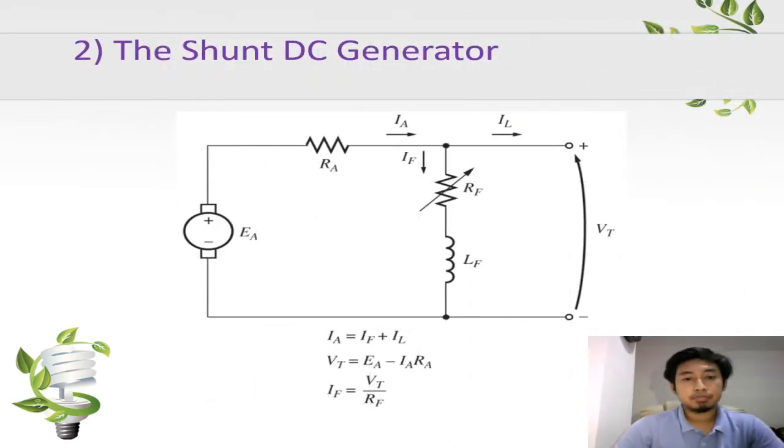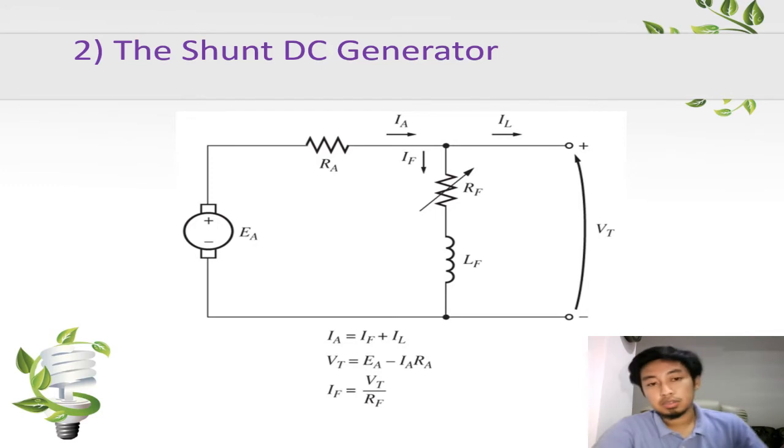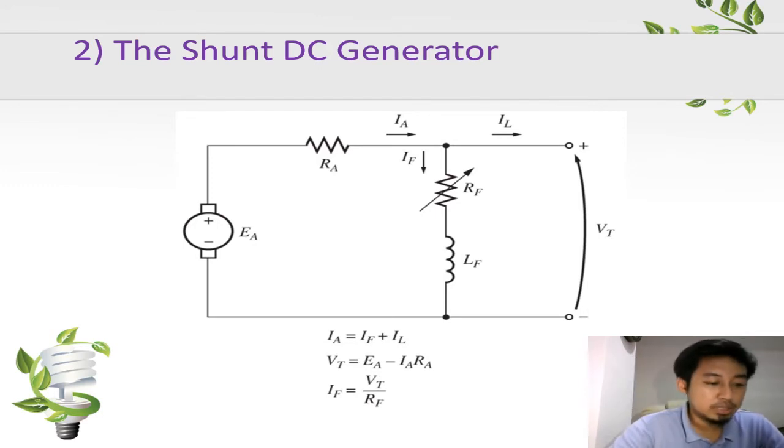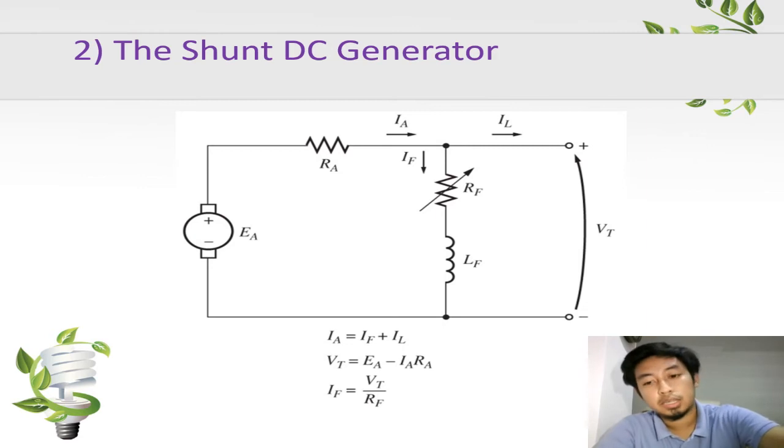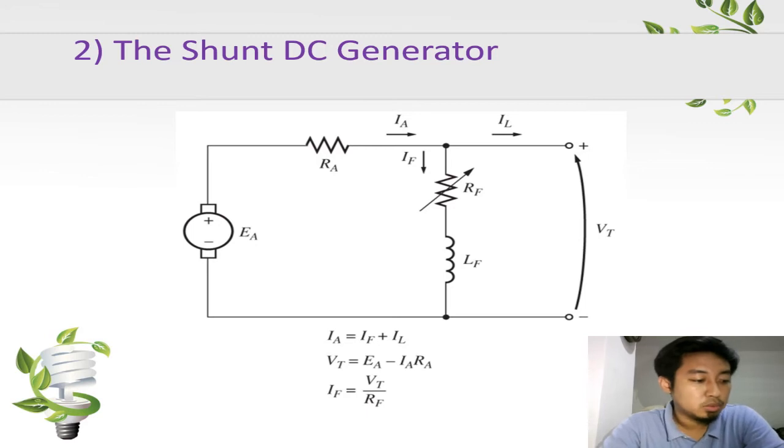Okay, this is the DC shunt generator. As we know, the shunt DC generator is a self-excited type of generator. So they don't need a prime mover to kickstart the generator. This is an advantage over the separately excited generator, because there is no need for an external power supply. This generator is supplied by its own output.